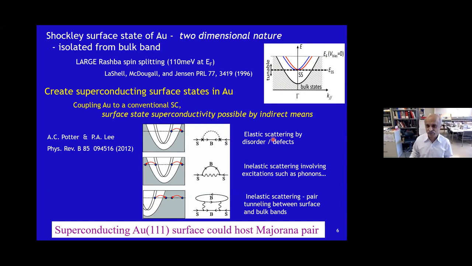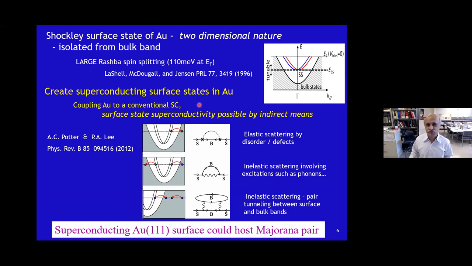There are several possible mechanisms. One is elastic scattering, or you can have inelastic scattering involving phonons, or you can also have scattering of pairs across the bands. So all these processes could be taking part. Then that leads to the surface state becoming superconducting. That was the initial theory by Patrick and Andrew.